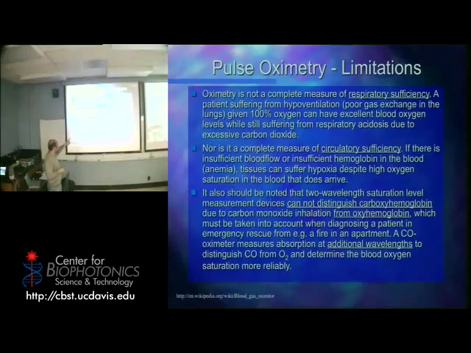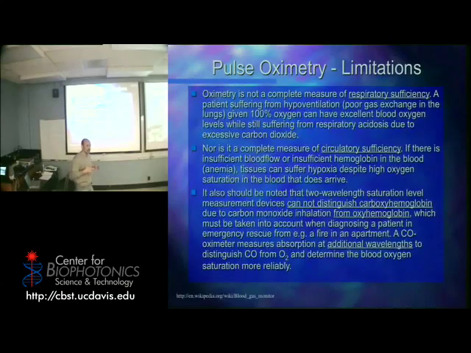And also, when you use a 2-wavelength saturation level measurement device, like the one that I passed around, and most of the inexpensive ones, they only use those 2 wavelengths. It cannot distinguish between carboxyhemoglobin and oxygenated hemoglobin. So, what does this mean? Hemoglobin has a very, very strong desire to bind to CO, to carbon monoxide. And it can bind it and be bound up. It's done. But it still has a color, actually kind of close to blood with oxygen.